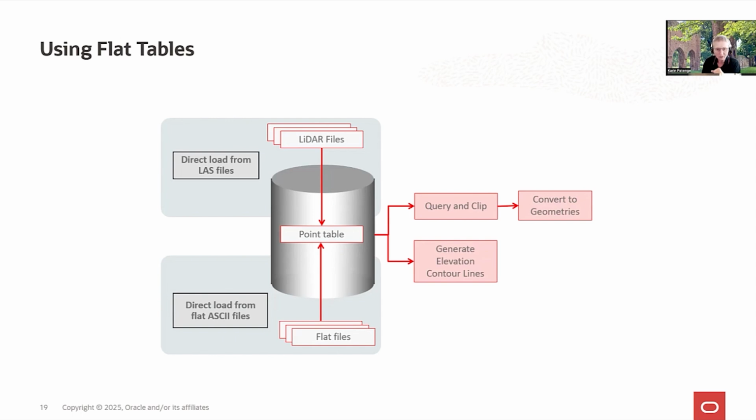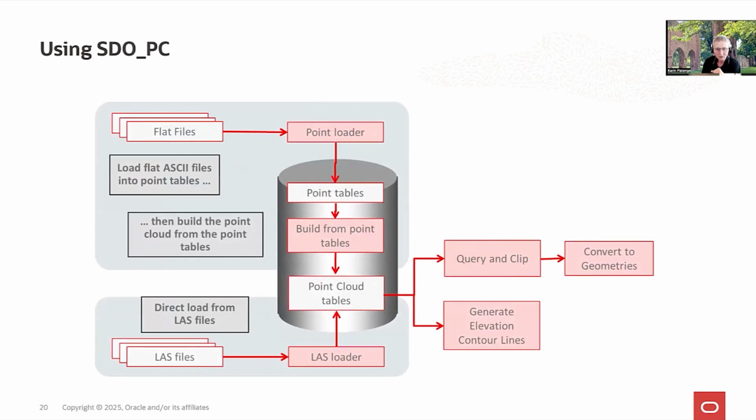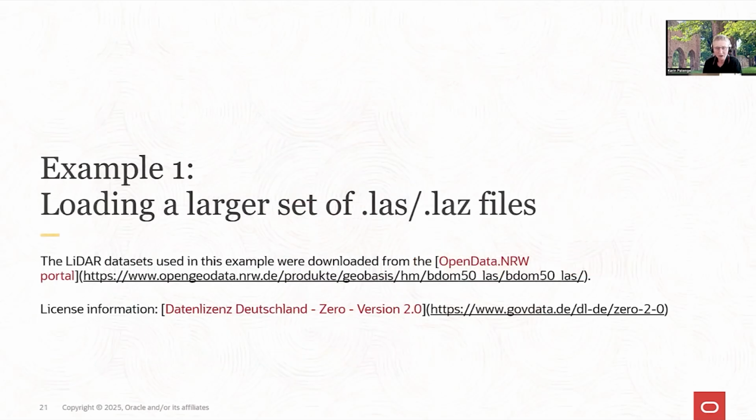So this is when we talk about flat files, but it's similar for SDO_PC. So loading it either directly from LAS files or from the derived text files, and then building the SDO_PC objects, and then doing the same things as explained before. So this is a very high-level view.